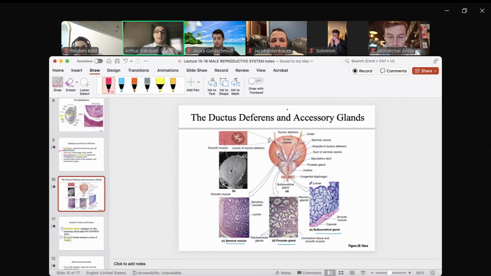Next one will be, for example, the ducts and accessory organs. The vas deferens goes to the seminal vesicles, which was already mentioned. Here it will be the seminal vesicles, pay attention, and this will be the prostate gland, and then it goes to the urethra, through which the semen will be ejaculated.